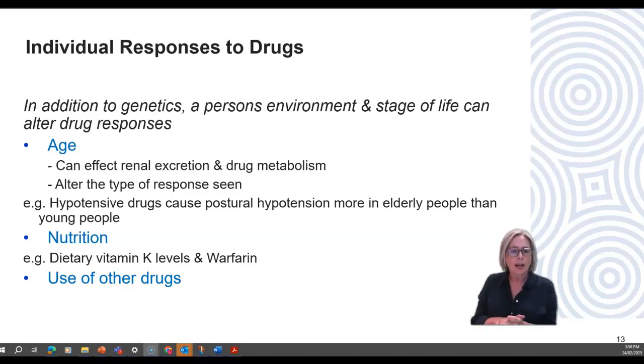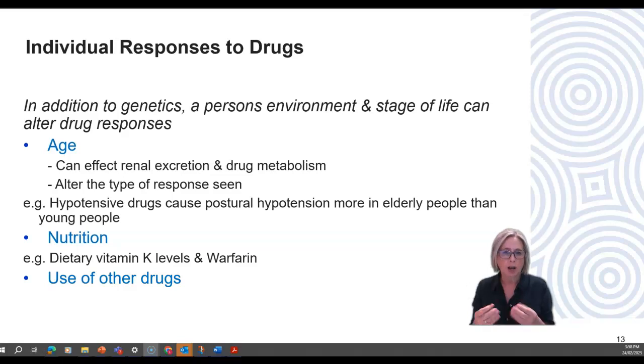Also, in elderly people, there can be an alteration in the type of response seen. For example, hypotensive drugs that are used to treat hypertension, or abnormally high blood pressure, can cause postural hypotension more in elderly people than young people. Okay, so what are we talking about here?